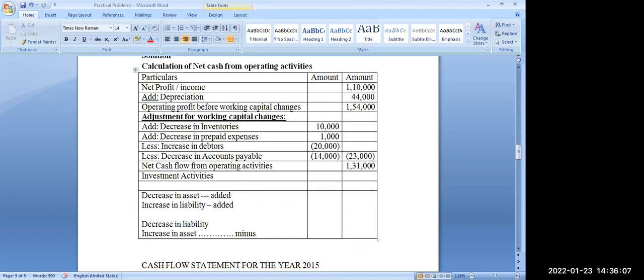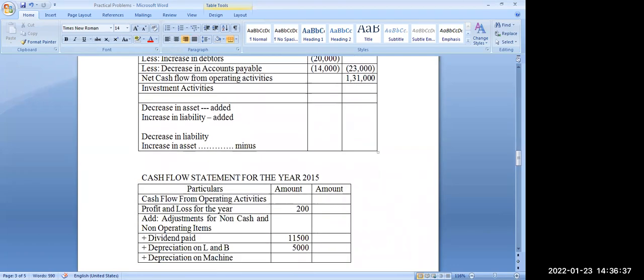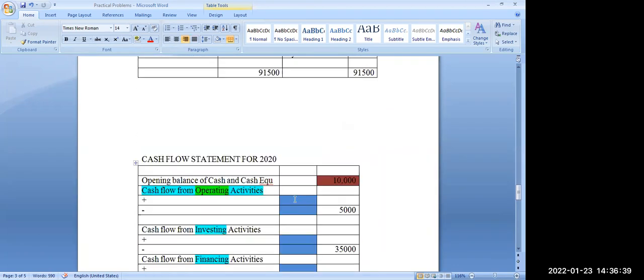Like this, you have to write all the items under each heading, under both headings, investment as well as financing, and you have to find out the net of each. Along with this, you will have the net cash flow of investment activity and the net cash flow of financing activity. These three will be added together according to the sign, and you will get the closing balance of the cash. That is the full-fledged form of preparing a cash flow statement.